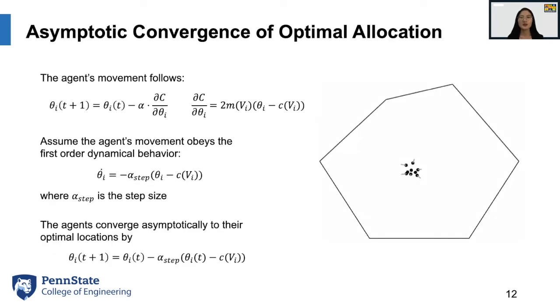An optimal learning algorithm is proposed for agents to search for optimal locations. This is a formula that agent's movement follows. Assume the agent's movement obeys the first order dynamical behavior. The agents converge asymptotically to their optimal locations following this equation.